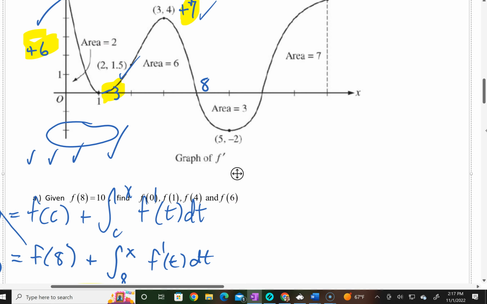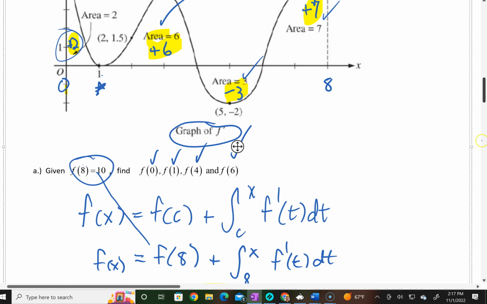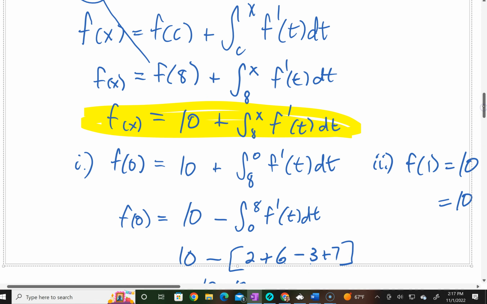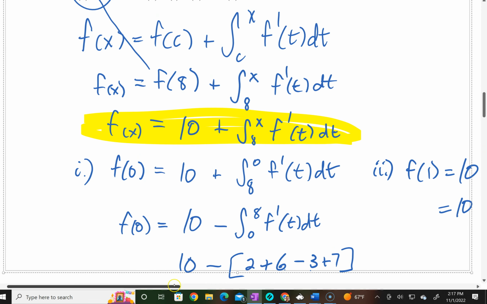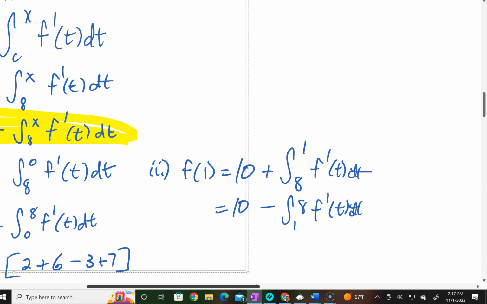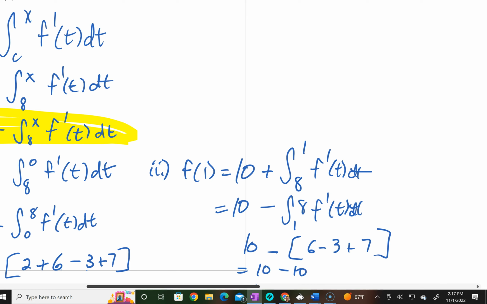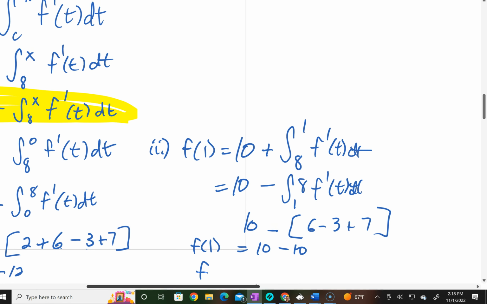The computer's going a little wonky. Let's see if we can bring that down. So it's 6 minus 3 plus 7. Let me slide that over. And 6 minus 3 is 3. 3 plus 7 is 10. Oh my gosh, 10 minus 10, it's 0. Wow, look at that.